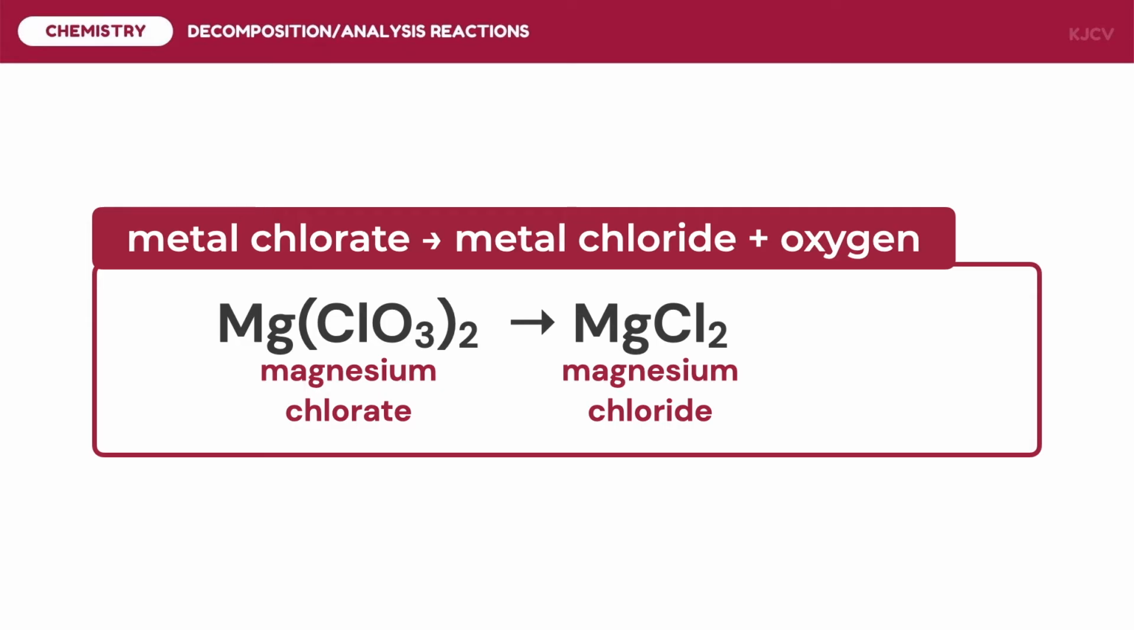The other product is the diatomic oxygen molecule. Since this reaction is not yet balanced, we're going to put 3 as a coefficient of oxygen. Thus, the complete balanced reaction is 1 mole of magnesium chlorate will decompose into 1 mole of magnesium chloride and 3 moles of oxygen.